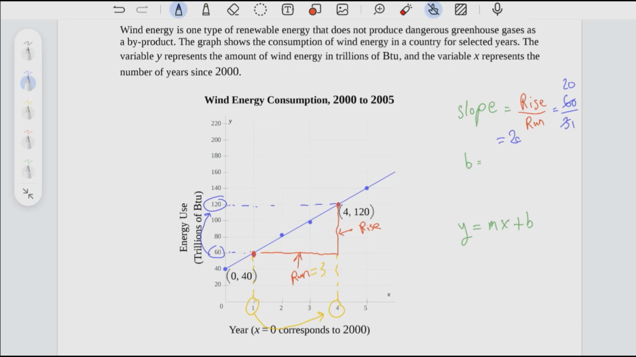What about the initial value? The initial value, or the intercept value, is 40. The line intercepts the y-axis at 40. So the value for b is 40. Now let's substitute the values in the equation. y equals 20x plus 40. After finding the equation, now you can make predictions. You can find any missing value.